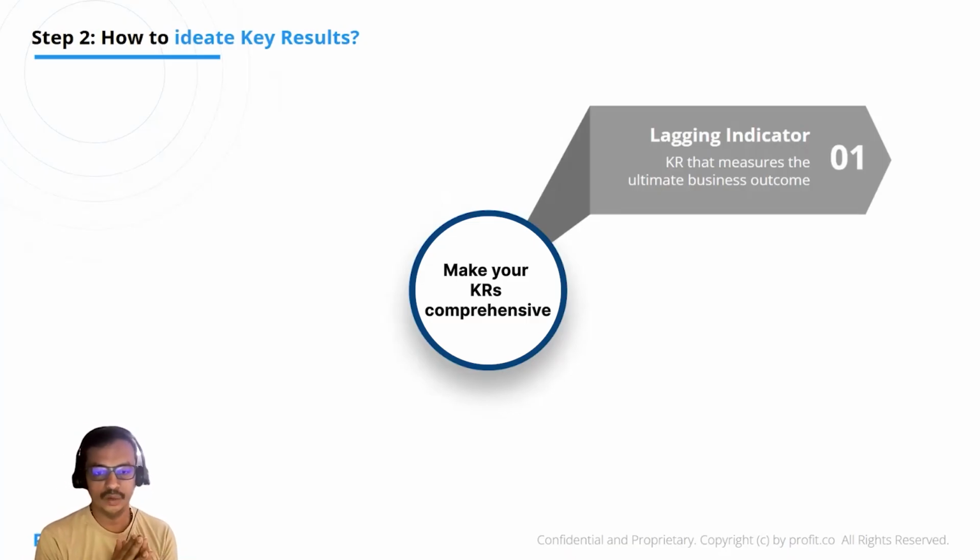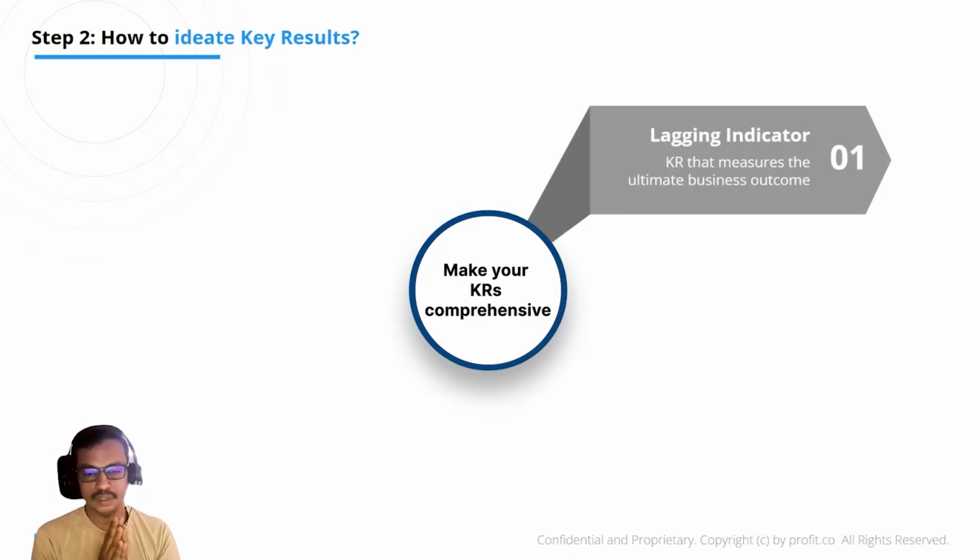In the previous example that we saw, I wanted to improve customer service. How am I going to measure the success of this particular objective? I said increasing customer satisfaction score from 4.2 to 4.5. So in that context, increasing customer satisfaction score from 4.2 to 4.5 is going to act as a lagging indicator, because that is the one which is going to measure the success of your objective.